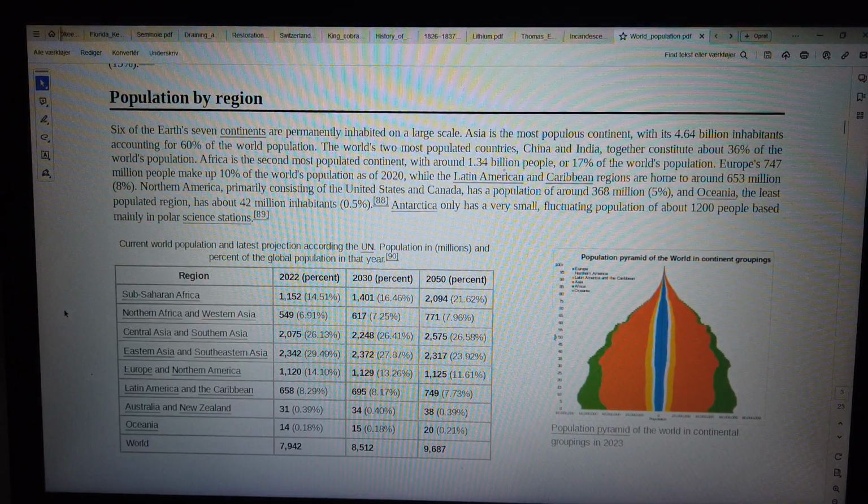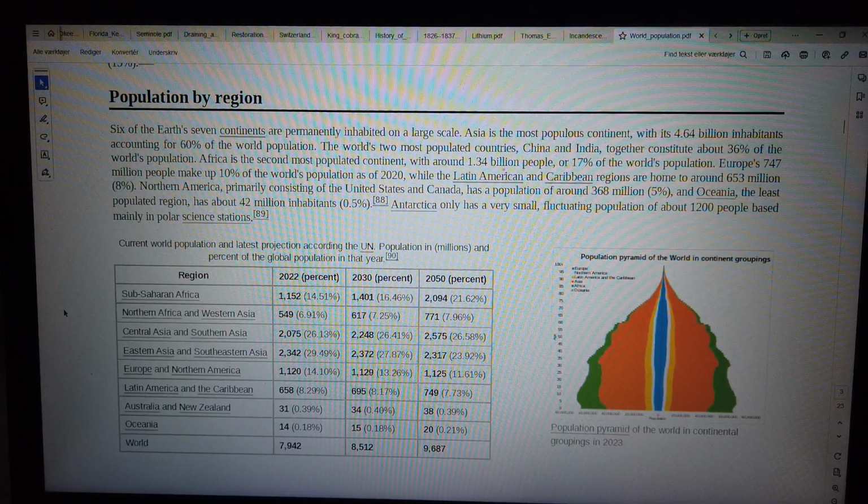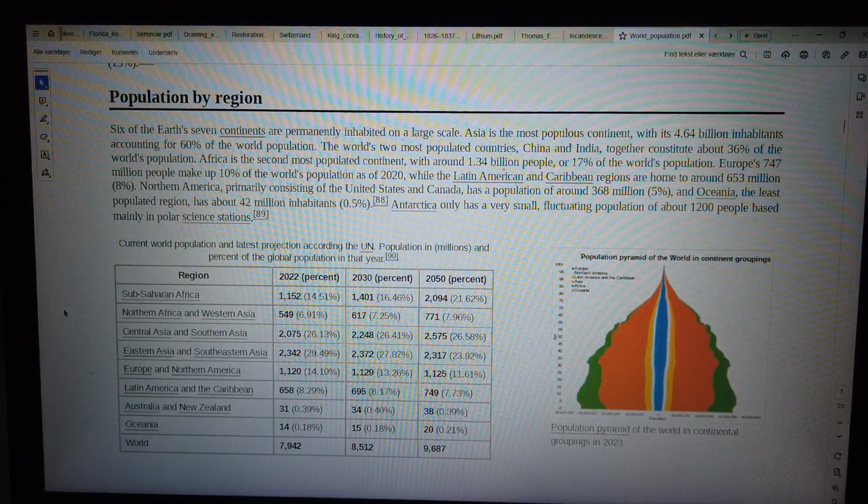89. Population pyramid of the world in continental groupings in 2023, current world population and latest projection according to the UN. Population in millions and percent of the global population in that year. 90. Region, 2022 percent, 2000.